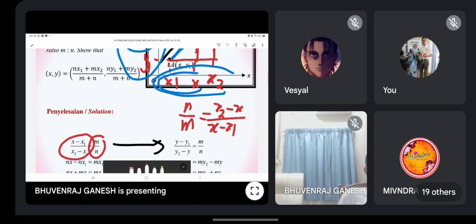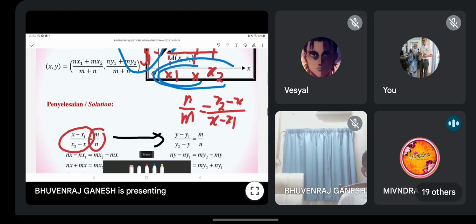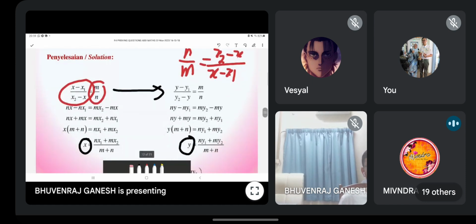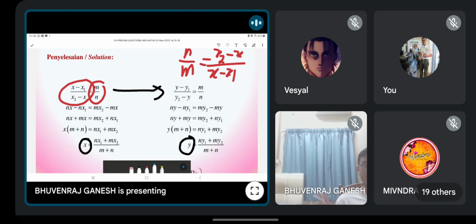Lepas tu kita darab silang, n darab x minus x1, lepas tu m darab x2 minus x dalam kurungan. So darab, kembangkan and dapat nx, mx. I think it's easy yang ke bawah tu. So x sama dengan nx1 plus mx2 per m plus n. Sama macam yang kat sebelah untuk y. Itu je, bandingkan kecerunan dengan nisbah. That's all. Okay guys, are you clear? Boleh faham? This is your first formula, coordinate geometry yang kamu kena tahu.